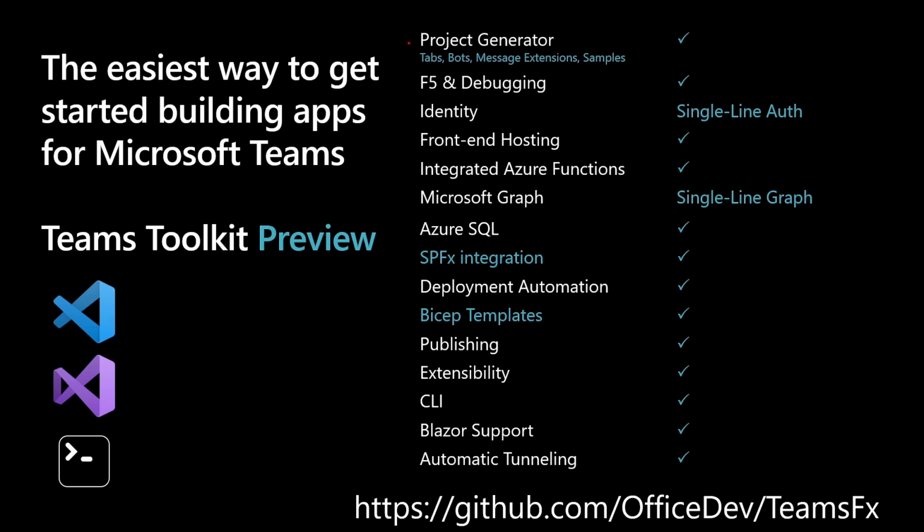We will check out project generation. We will use what's called the F5 experience. So open up Visual Studio, press F5 and see what's happening. We will use the identity mechanisms of the Teams FX and the Microsoft Teams Toolkit to have a single line authentication to Microsoft Graph. And of course, we will have a look at the Blazor support of all those things.